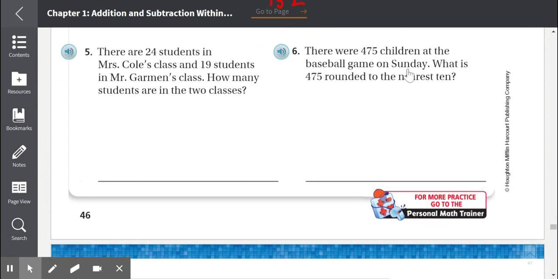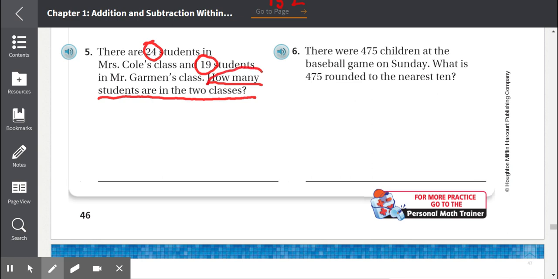Number 5. There are 24 students in Mrs. Cole's class and 19 students in Mr. Garman's class. How many students are in the two classes? So let's circle important numbers and keywords. There were 24 students in Mrs. Cole's class, 19 students in Mr. Garman's class. Our question says, how many students are in the two classes?